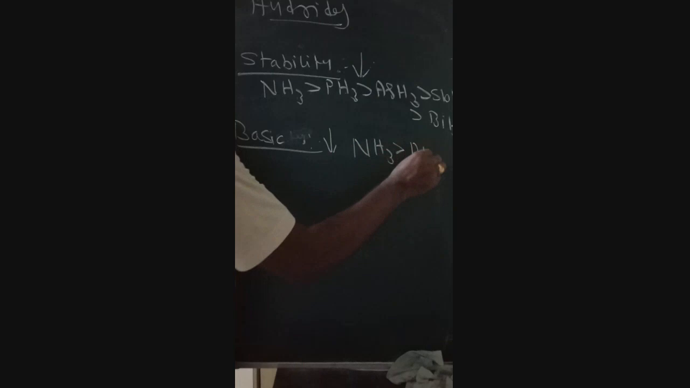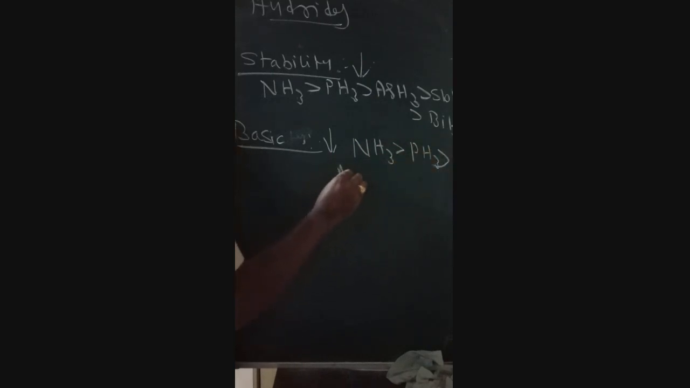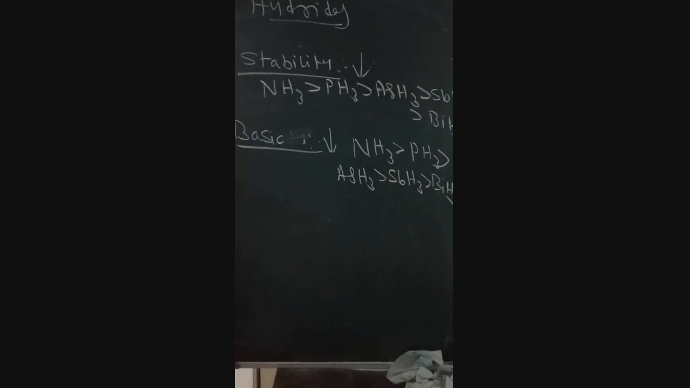Next, basicity, that means the order of basic nature. The basic nature also decreases down the group. Ammonia is of the most basic nature, then PH3, AsH3, SbH3 and BiH3. This is the order of basic nature. Next, distance.